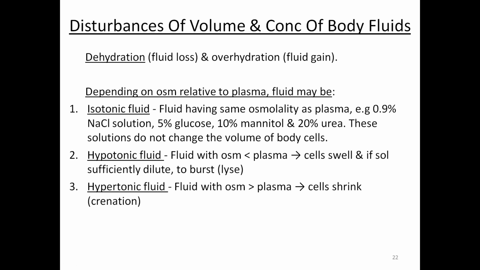Now, what are the disturbances of volume and concentration of body fluids? So, we all know what is dehydration, right? We know that is the volume or fluid loss. And then we hear of overhydration, which is fluid gain. And depending on the osmolality relative to the plasma, the fluid may be of three types. It may be isotonic fluid. What does that mean? Fluid having the same osmolality as that of plasma, right?